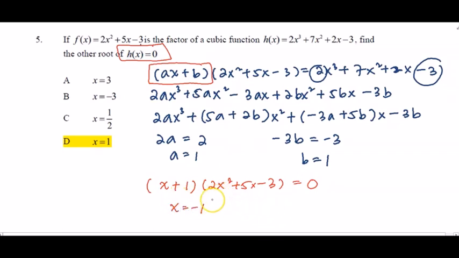So please do a correction. This is not x equals 1, but x equals negative 1. Yeah. Okay. So this is the D. Answer is D, x equals negative 1. Yeah? This is wrong. Okay.